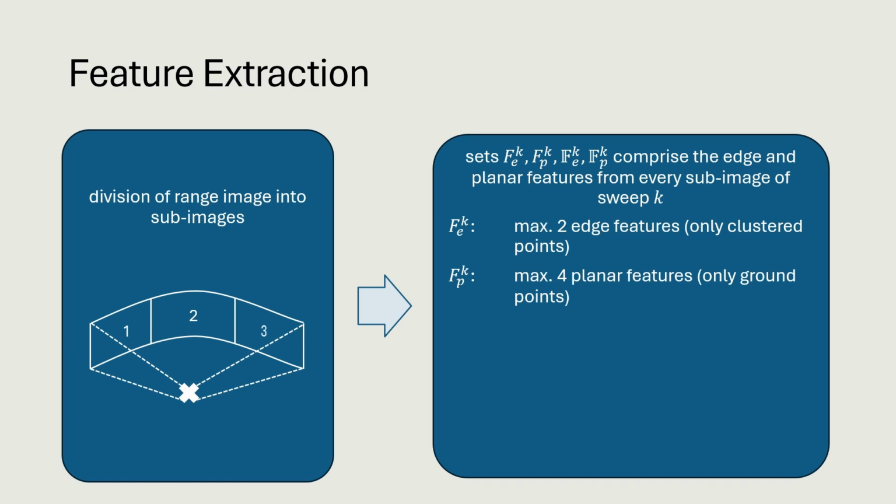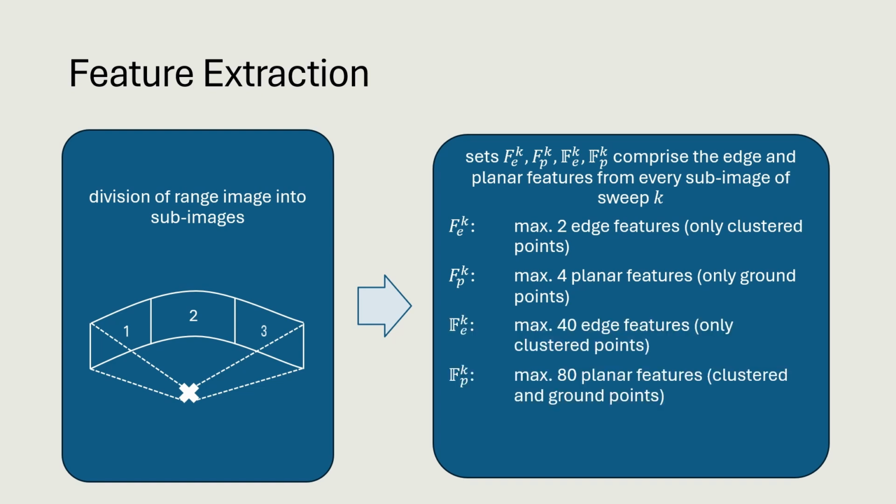The sets F_e^k and F_p^k analogously maximally contain the 40 and 80 most and least rough features from every sub-image's row. For the set F_p, however, we consider both ground and cluster points. It holds that F_e is a proper subset of F_e and F_p is a proper subset of F_p.